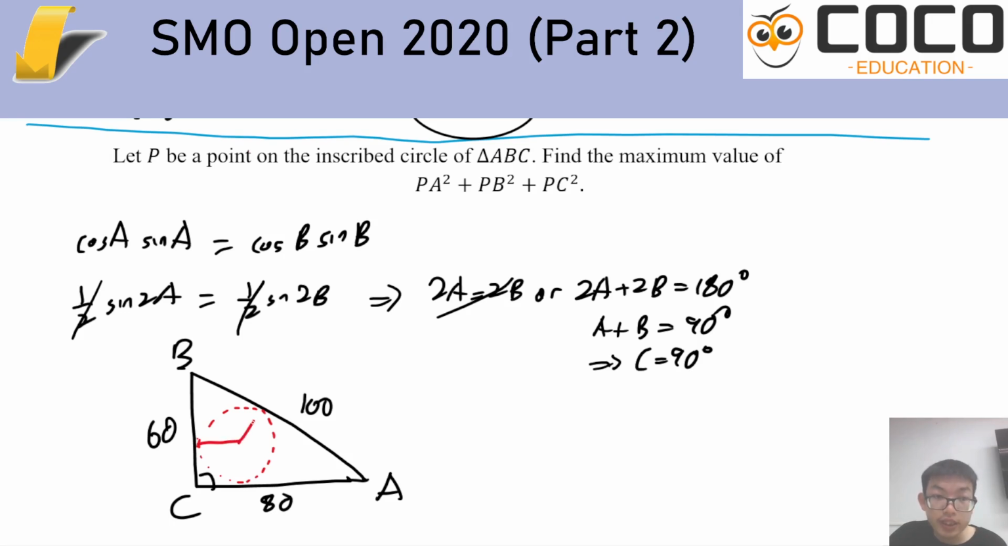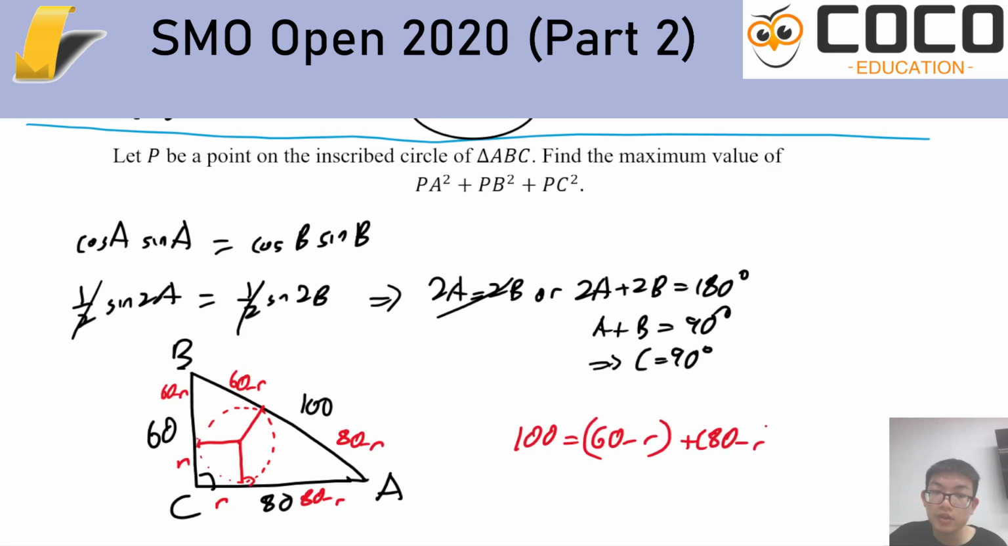There are various ways to do this task, but I think the easiest one would just be to call that R. 60 minus R, 60 minus R, 80 minus R, 80 minus R, and then 100 is equal to the sum of these two. So R is 20, which means that, well, what does that mean? Well, it doesn't really mean anything, does it? It just tells me where the circle is. So I now know what the triangle is and where the circle is, but I'm still not very sure what the PA squared plus PB squared plus PC squared is really going to do.